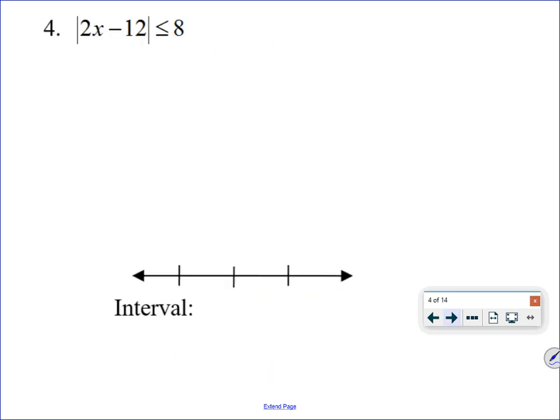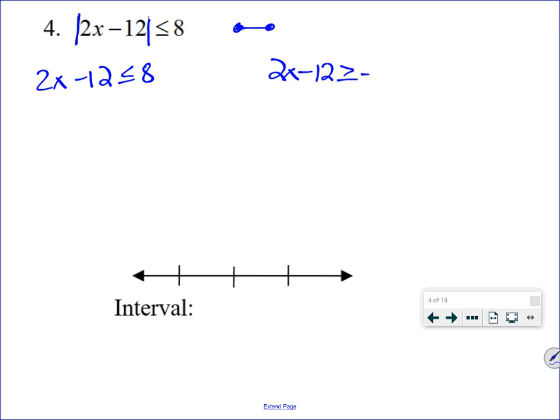All right, next problem. So here we have absolute value less than, so we should end up with a shape on the graph that looks like this. Absolute value is already isolated, so we can create our two different equations. Either 2x minus 12 is less than 8, and then we also have 2x minus 12 is greater than or equal to negative 8. And we're going to solve both of these. And I'll get 2x is less than or equal to negative 4. Divide both sides by 2, and I'll get x is less than or equal to negative 2.